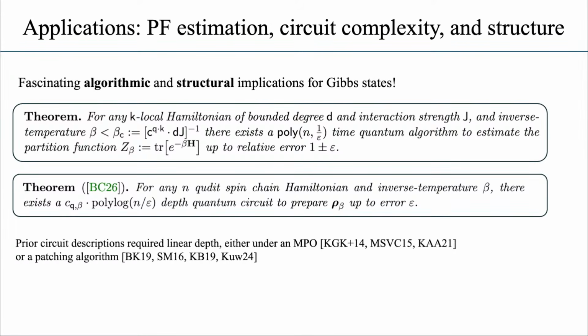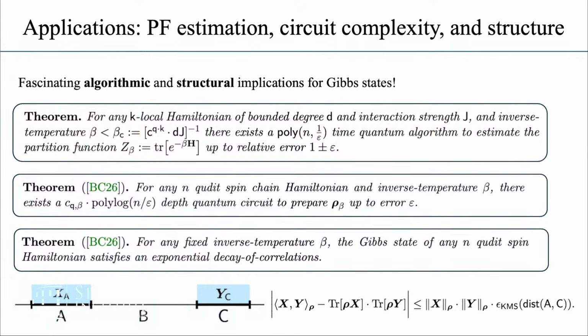Cool. The third and final application is on new structural characterizations for 1D Gibbs states. In particular, we claim that, again as a consequence of the spectral gap, for any fixed inverse temperature beta, the Gibbs state of a quantum spin chain satisfies an exponential decay of 2-point correlation functions. So now I can add a formula to the picture I had before. It's arguably very simple to describe. You measure these two operators x and y, and you compare that to measuring them separately.